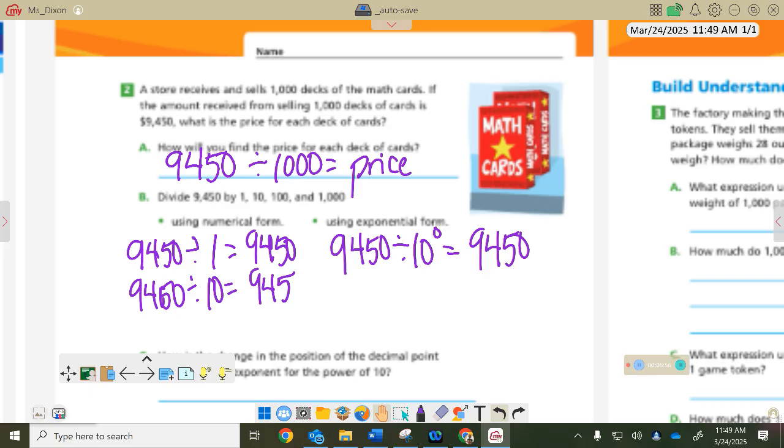Decimal moves how many places? To the left. Alright? Remember I said if you're dividing by a whole number, it's the same as if you're multiplying by a fraction or a decimal. Alright? Exponent form. 9,450 divided by 10 to the power of 1 equals 945. Okay? Next.